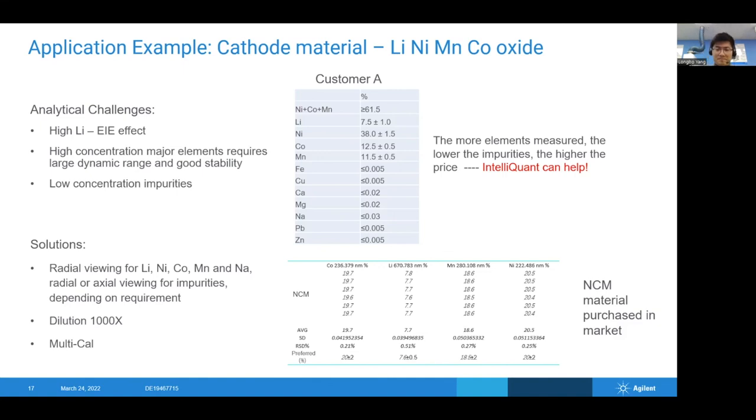Oh, one more thing, because currently there are not enough standards in place for the impurities of these materials, the more data you can show to your customer, meaning more elements measured and the lower the concentration of these elements, the higher the price. IntelliQuant can look at everything in your sample at the end of each analysis. So even if your customer wants to know something that wasn't analyzed in your analysis, you can still give them some semi-quantitative results.